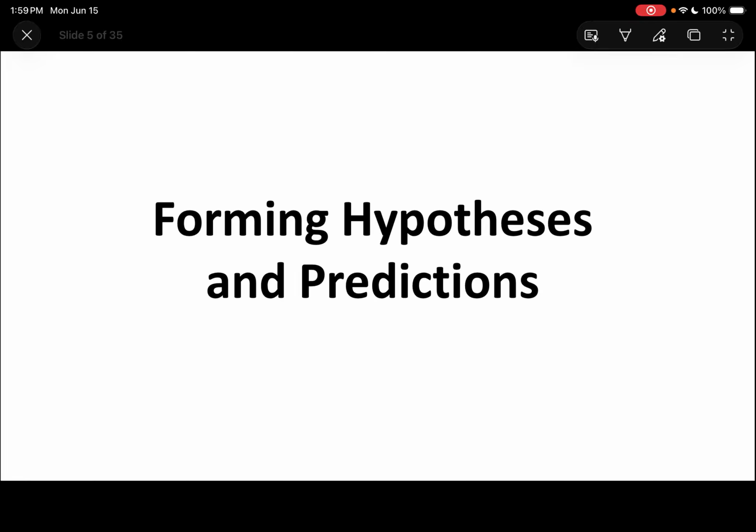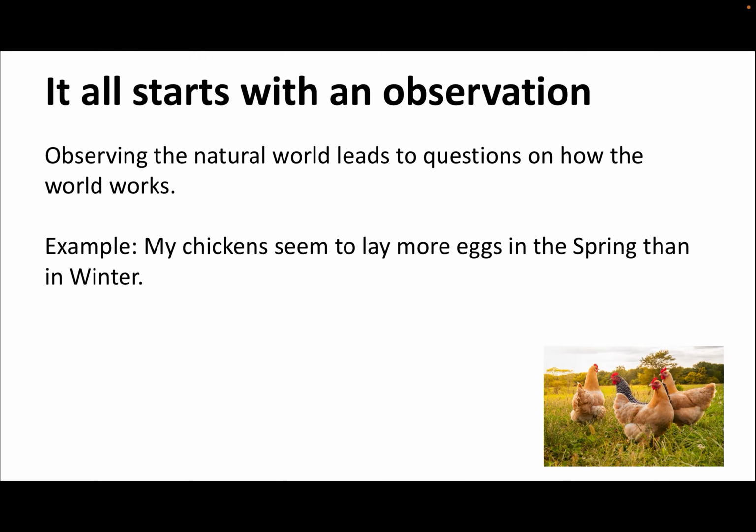Now that we have an overview of the steps of the scientific method and why it's such an important tool for discovering the world around us, we're going to start at the very beginning with the scientific study and just walk through all of those steps. Really, the beginning of the scientific study is an observation. So we observe the natural world around us, and when we see certain observations, it causes us to question how that is working the way that it is.